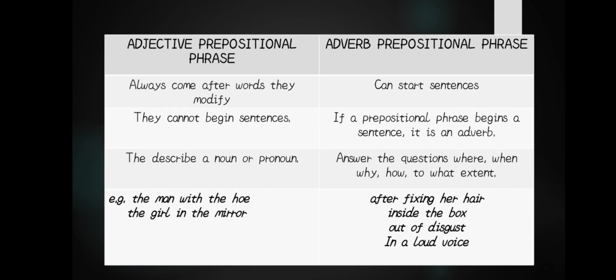The described word, nganong the described a noun? Mali man eh. The described word in adjective prepositional phrase is a noun or pronoun. For example, the man with the hoe. Ang with the hoe, nag-describe siya sa man, kinsa man nga lalaki. Katong lalaki nga naay hoe. The girl in the mirror. Kinsa nga babae. Itong babae nga naa sa salamin. Okay? So, description siya sa noun.